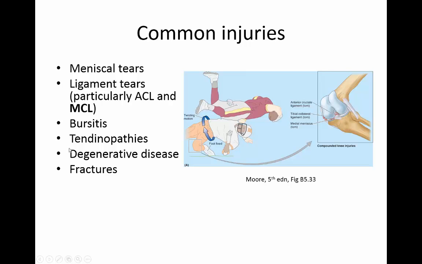Degenerative diseases such as osteoarthritis, as well as fractures of the bones involved. These are all common injuries which can affect the knee.